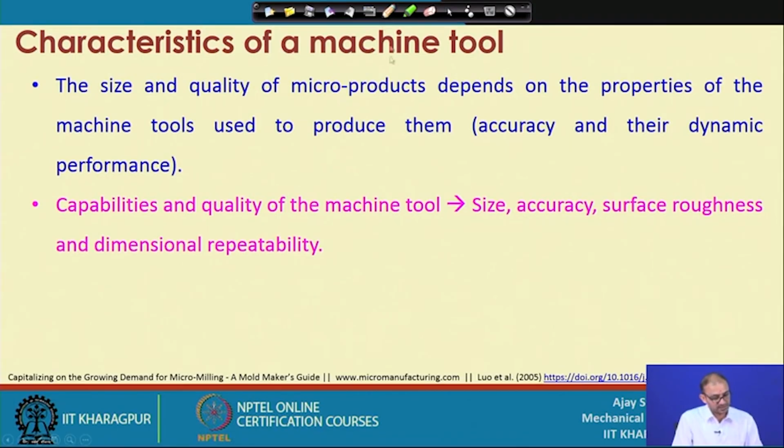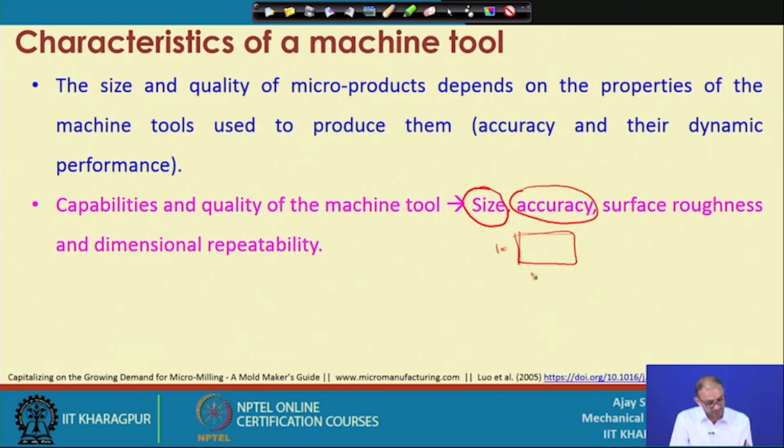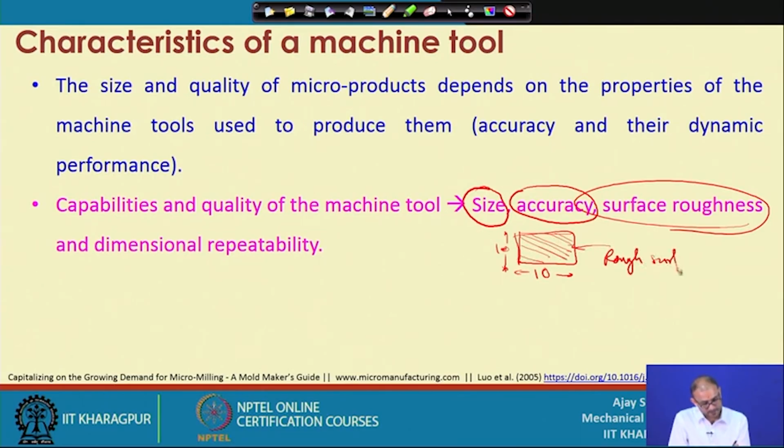Size of the component means up to what size you can cut the component and how precisely you are cutting. Accuracy means if you want a 10 by 10 size of the component, whether you are getting exactly 10 by 10 or something different. That is determined by the accuracy. Surface roughness is important, because your dimension may be exactly the requirement or within the acceptable tolerance limit, but still you are getting a rough surface. If the surface is rough, it is not acceptable.